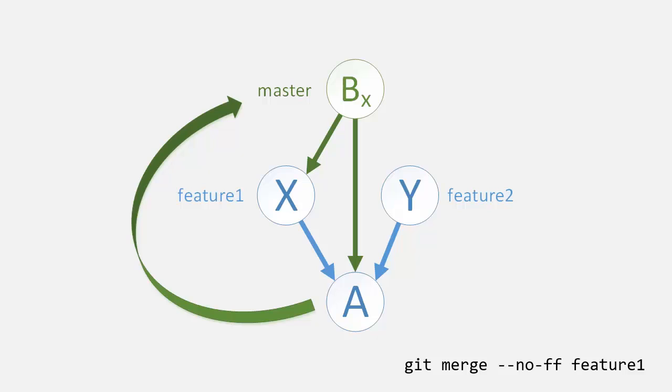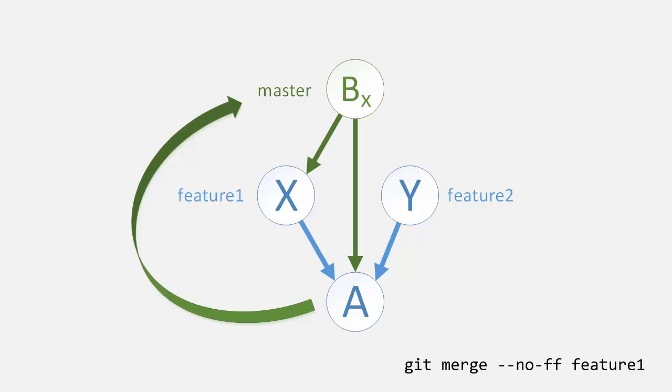Now in this particular case, there was no work done on the master branch while we were working on feature 1. So by the time we came to merge feature 1 into the master branch, there was no additional work that had gone on the master branch to integrate. And so we could have taken a shortcut.